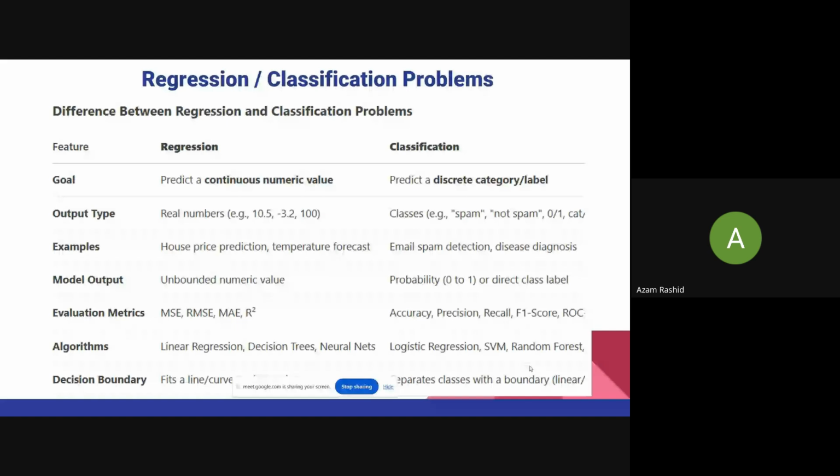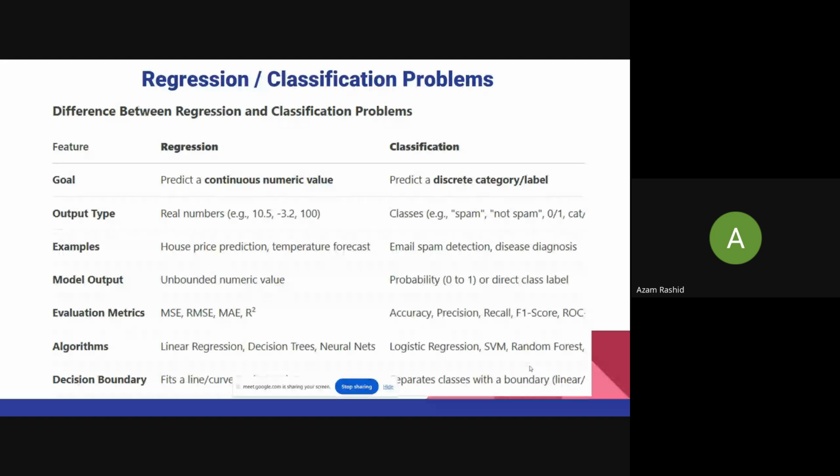Similarly, in regression, we have evaluation metrics of MSE, mean square error, and MAE, mean absolute error. These are two basic evaluation metrics used in regression. Some other metrics are also RMSE and R2, but these are not mostly used. Mostly used are MSE, mean square error, and MAE, mean absolute error.